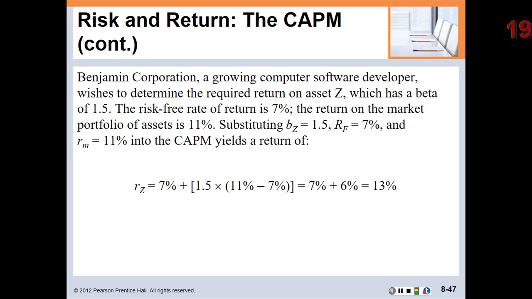All right, so everybody good with the capital asset pricing model? If you see this on the test, you can calculate it if I give you the 3 variables.